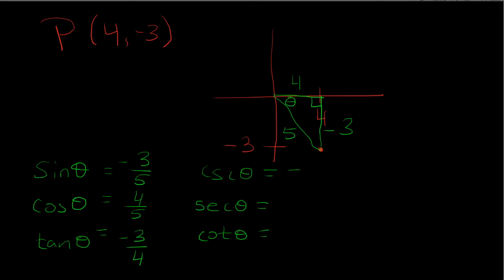Cosecant is the reciprocal of sine. Secant is the reciprocal of cosine. Cotangent is the reciprocal of tangent. And these are our 6 trigonometric functions. Let's look at another example.